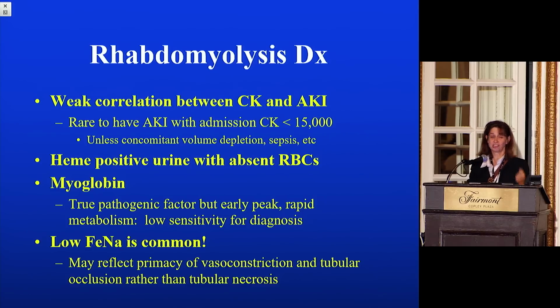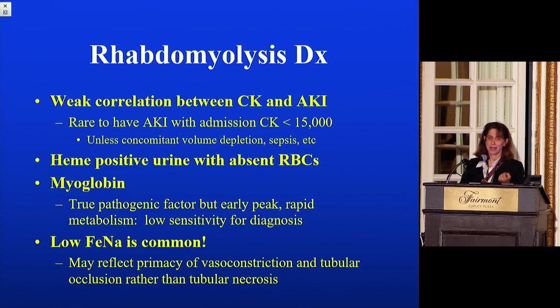The patient is clearly at risk for acute AKI, for ATN, but it does not tell you that there's proximal tubule injury. You often see a low FeNA, and it's possible that this suggests, again, the primacy of vasoconstriction and occlusion rather than tubular necrosis. However, I would also suggest that when you look at case series, many of the patients may have been volume depleted.